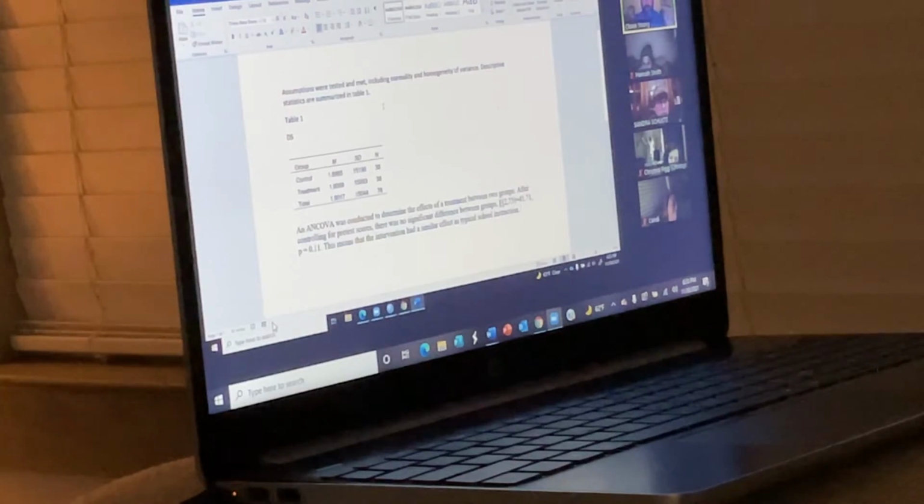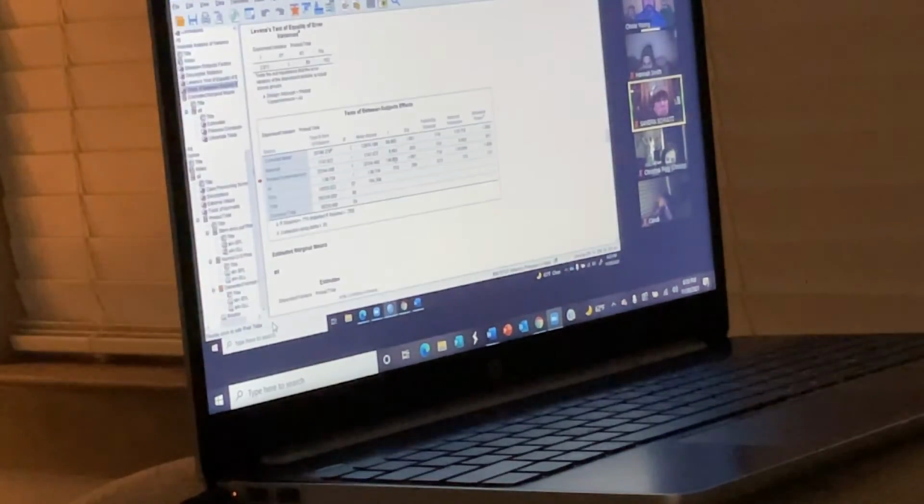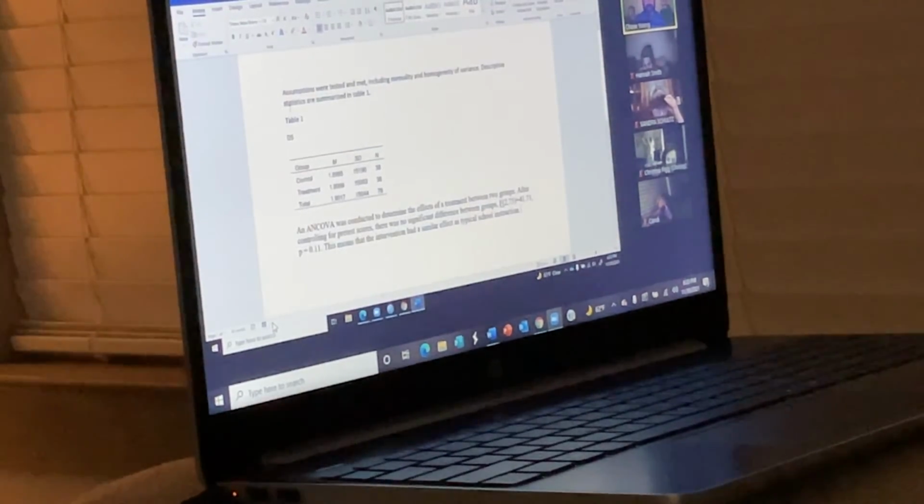Okay. So I did find the write-up. In this case, these were the numbers that we ended up with here. The ELL was not significant. Much like this example that we had before, assumptions were tested and met, including normality and homogeneity of variance. Descriptive statistics, here they are. Instead of using a table, we put it in narrative form right here.